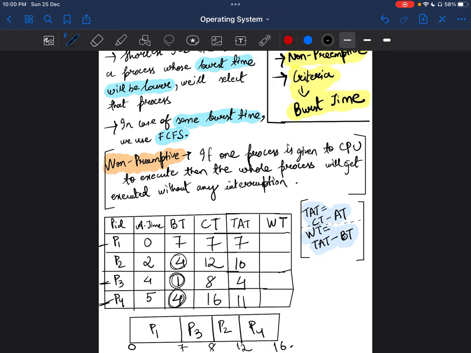Now let's come to waiting time. Waiting time formula is turnaround time minus burst time. So waiting time will be first 0. Here 10 minus 4 will be 6. Here 4 minus 1 will be 3. Here 11 minus 4 will be 7. Just add it, 6, 3 plus 7, divided by 4, you'll get your average waiting time, and similarly your average turnaround time. That's our one question done.